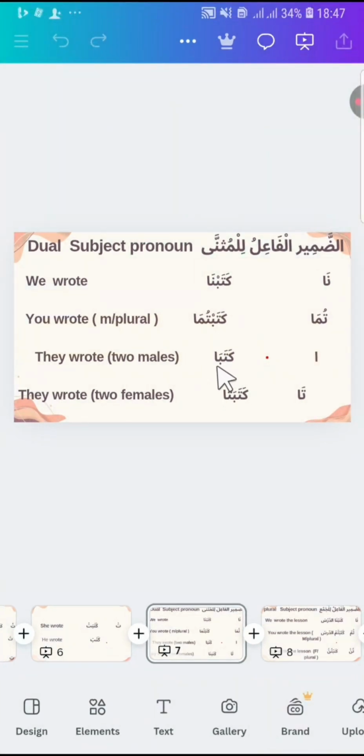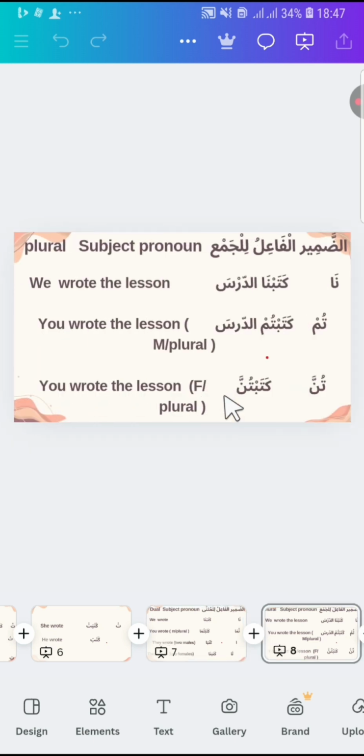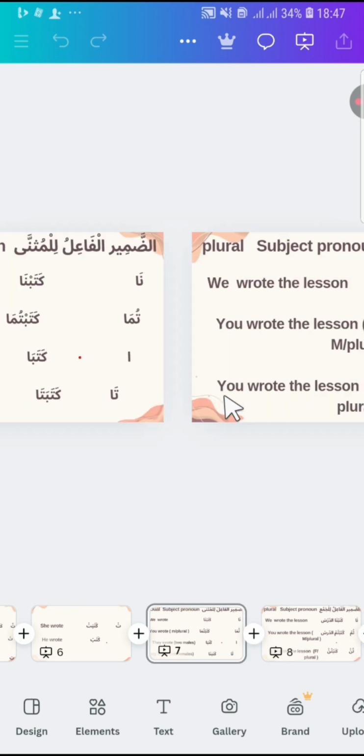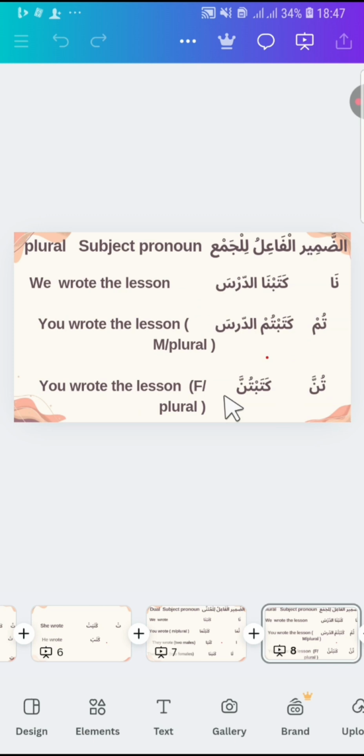Now we have the plural subject pronouns. As we said, na can refer to two people or more, so we still bring it here. Katabna darsa, we wrote the lesson. For example, me, Yusuf, Muhammad, or Khadija, we can say katabna darsa, we wrote the lesson.